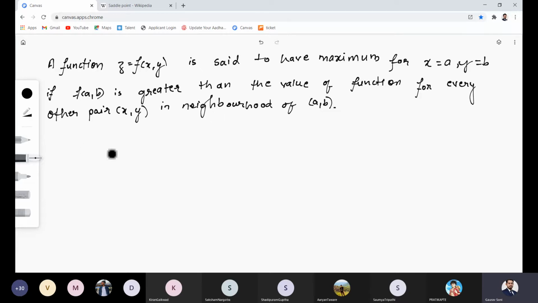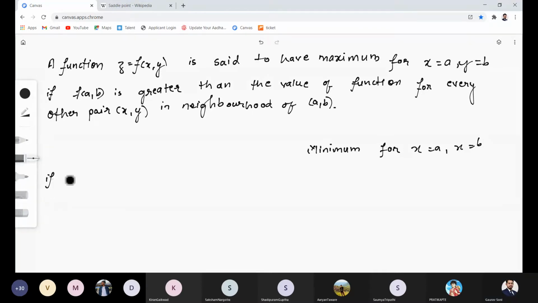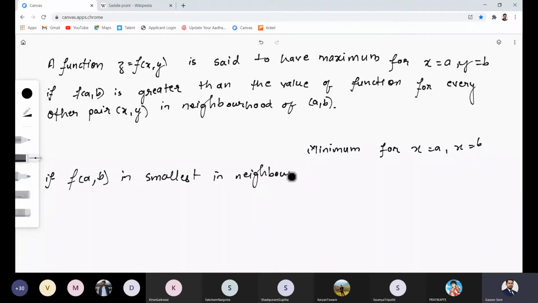Similarly, I can write down the definition for the minimum. We say that the function f of x, y is minimum for x is equal to a, y is equal to b, if f of a, b is the smallest in the neighborhood of a, b. Okay, so this is the basic definition.